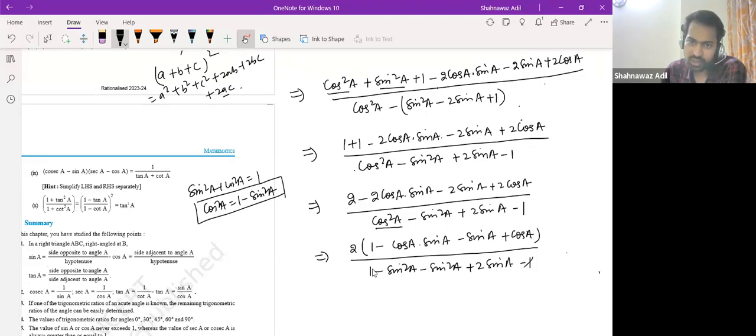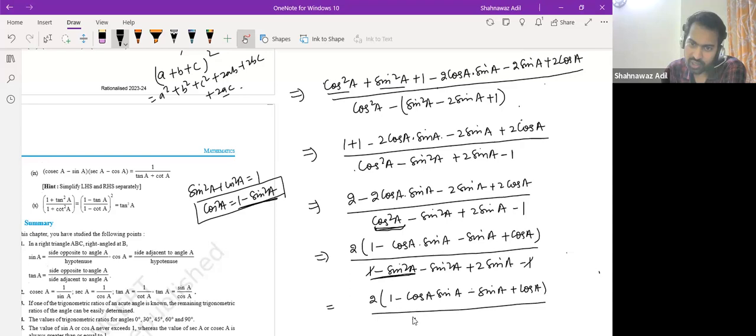So now this one is cancelling. I have just changed this cos square a as this, right from here. So minus sine a plus cos a, and then this is 2 sine a minus 2 sine square a. Is this correct, guys?